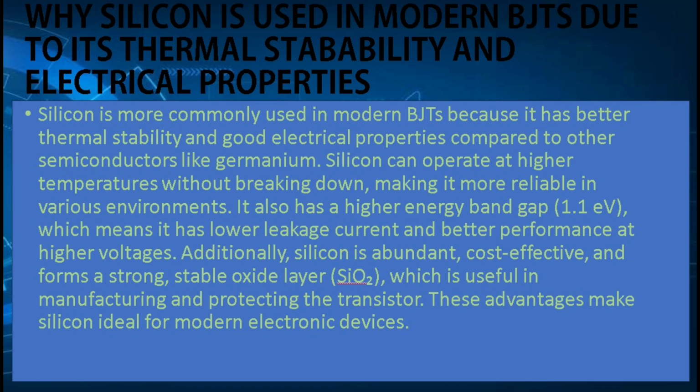Additionally, silicon is abundant, more cost effective, and forms a strong, stable oxide layer, which is SiO2, which is useful in manufacturing and protecting the transistor. These advantages make silicon ideal for modern electronic devices.